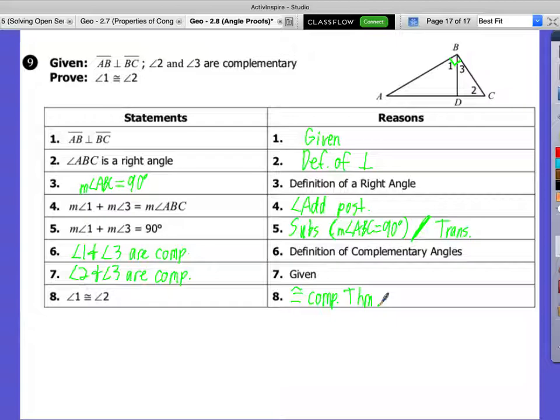Okay? Donkey? Okay. No. I don't understand that.